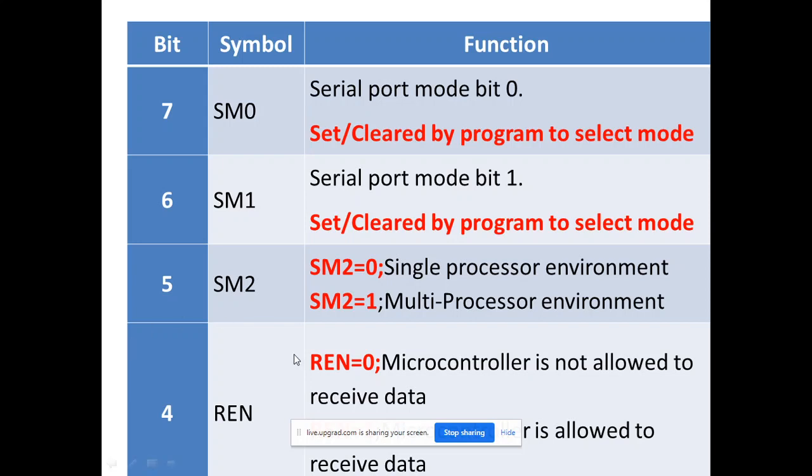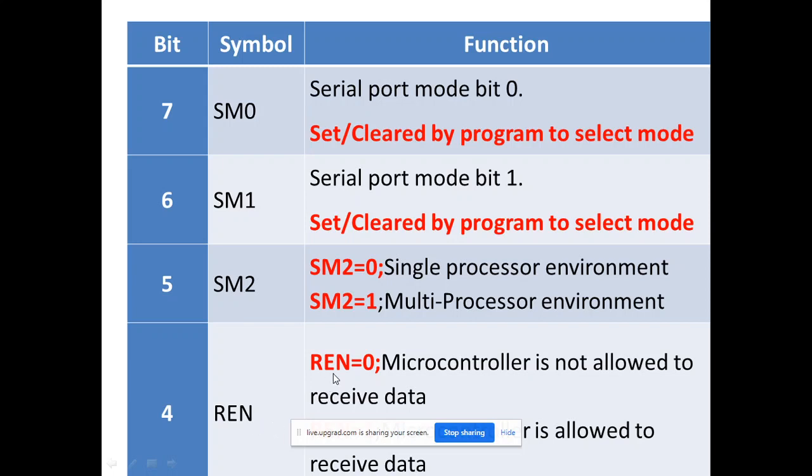And when REN is equal to 1, the other peripheral provides the data and the microcontroller receives the data, which means the receiver is enabled. REN is reception enable. REN equal to 1 means reception is enabled.